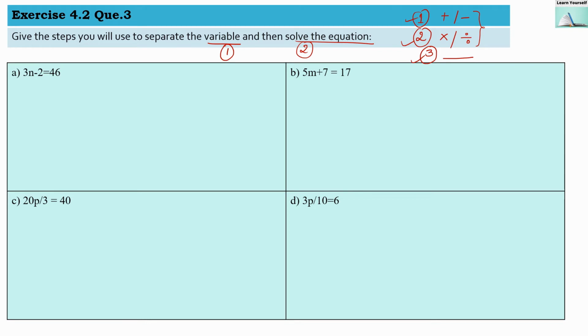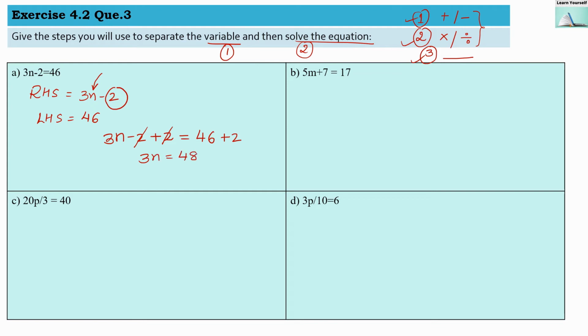A. It is 3n minus 2 equals 46. So our LHS here is 3n minus 2, whereas our RHS is 46. We want to make the variable separate. The variable is n, and we want to separate it. For 3n minus 2, first we have to remove this 2. For that, we are going to add 2 on both sides. So we add 2 on the left side and similarly add 2 on the right side. We cancel this 2 out, and here we get 3n equals 46 plus 2, which is 48.